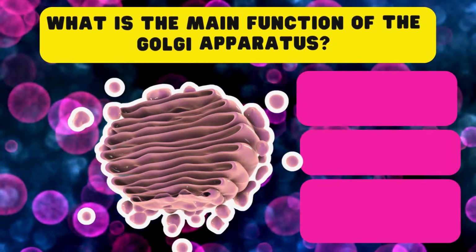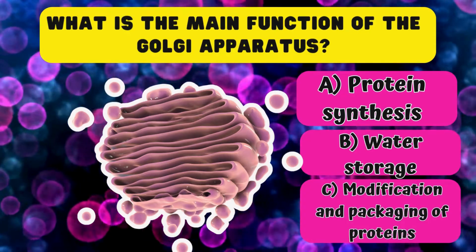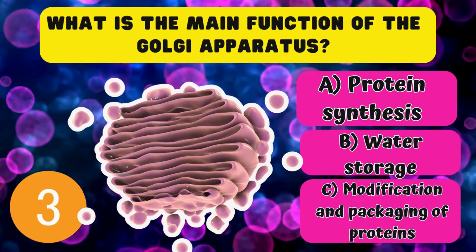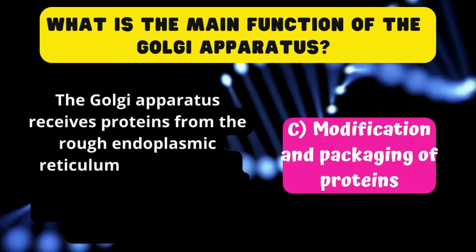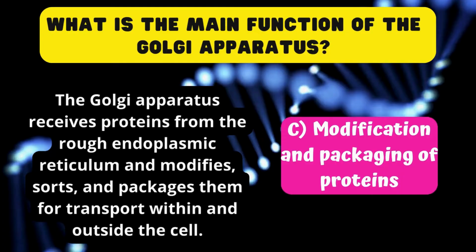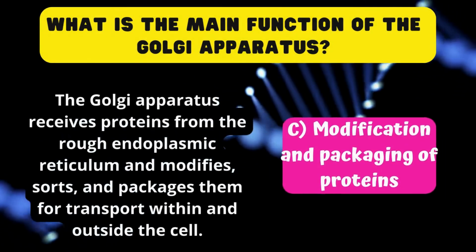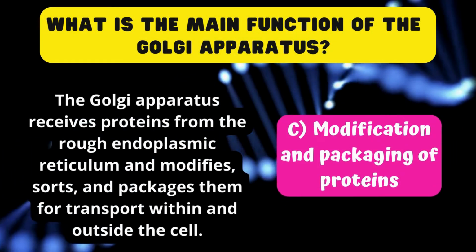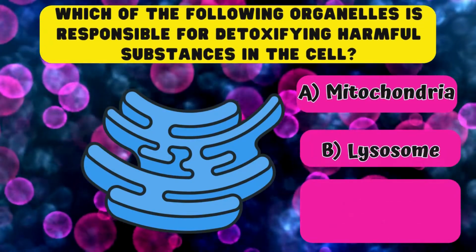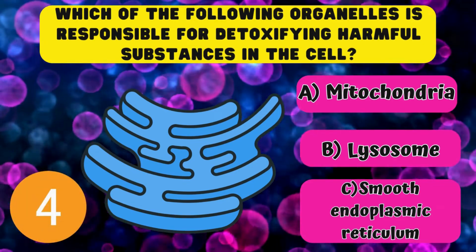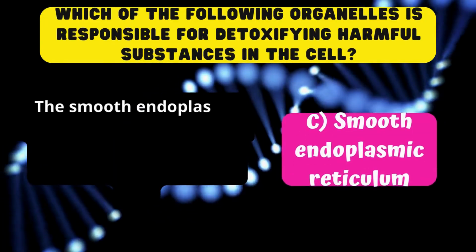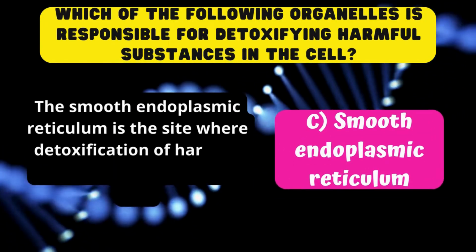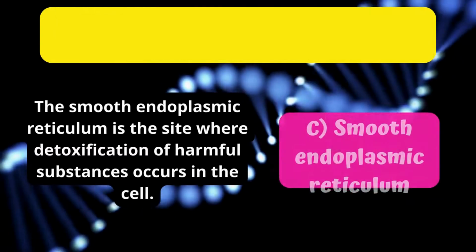What is the main function of the Golgi apparatus? The Golgi apparatus receives proteins from the rough endoplasmic reticulum and modifies, sorts, and packages them for transport within and outside the cell. Which of the following organelles is responsible for detoxifying harmful substances in the cell? The smooth endoplasmic reticulum is the site where detoxification of harmful substances occurs in the cell.